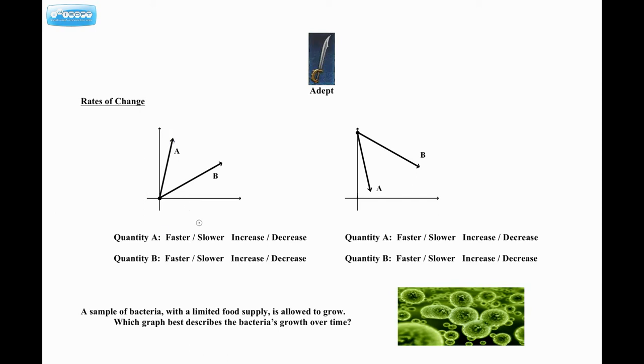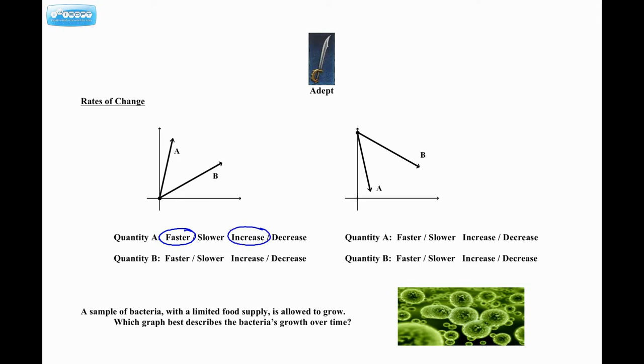So they represent two quantities. We don't know what they are, and we don't need to know because all it wants to know is which quantity is faster or slower and increasing or decreasing. So we're just going to compare the two. If we look at quantity A, that's this line, would you say it's faster or slower? Well, obviously it is much steeper than line B. So okay, quantity A is definitely faster. Is it an increase or a decrease? Well, it's obviously an increase because the graph is going up.